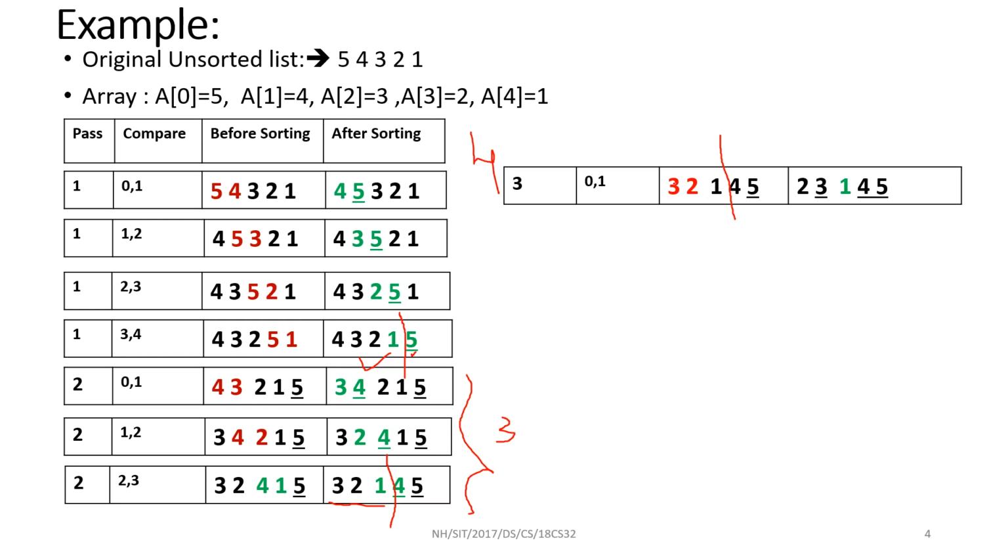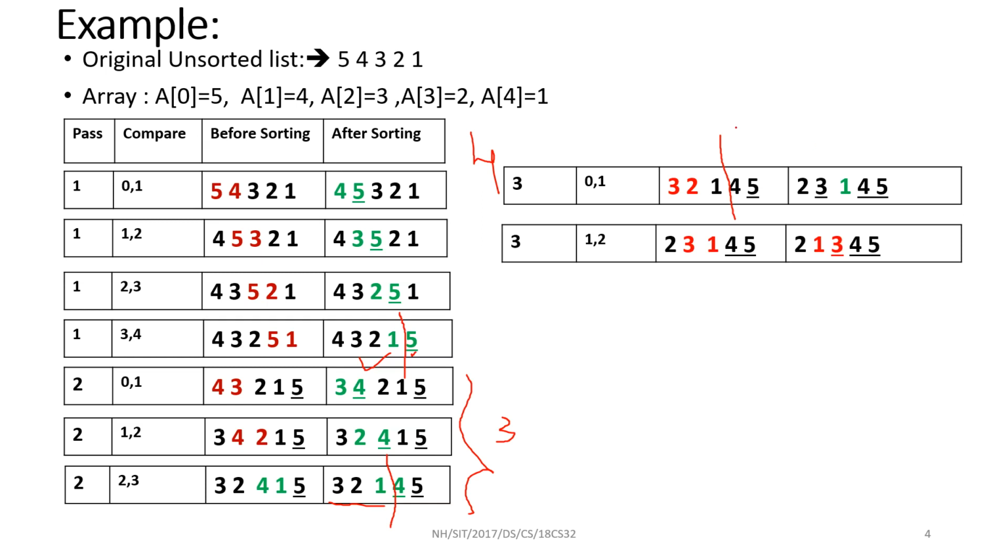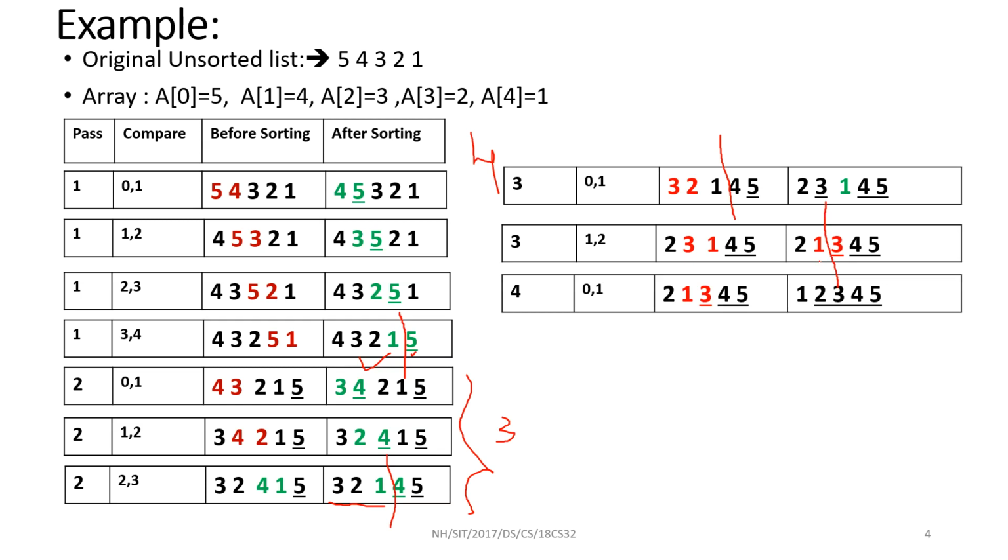3 and 2 are compared. 3 is bigger, so 3 and 2 have to be swapped. So after swapping, 2, 3, 1, 4, 5 are the elements. Next comparison: 3 and 1 are compared. 3 is bigger, swapped with 1. So the list is 1, 2, 3, 4, 5. That completes the third pass. Now you can see 3 elements in the sorted part, 2 elements in the unsorted part. We'll go for the next pass, pass number 4.